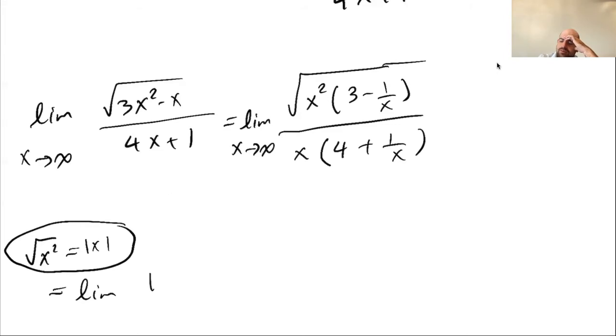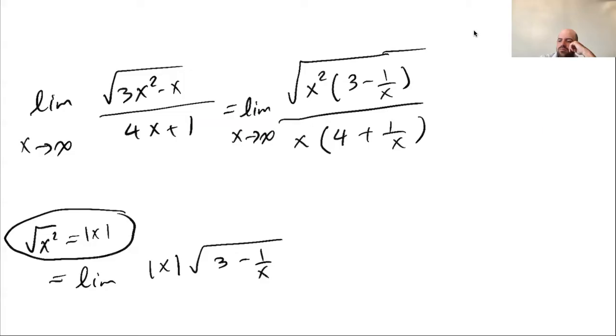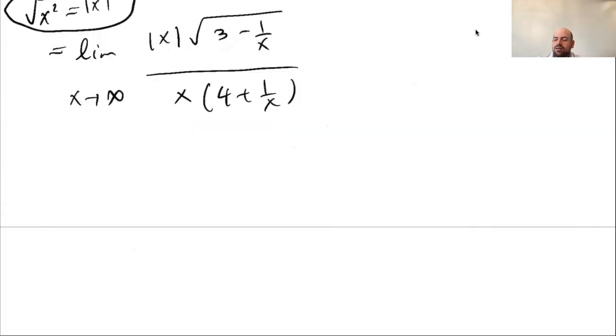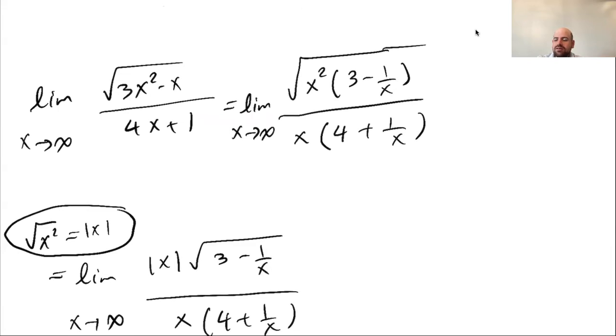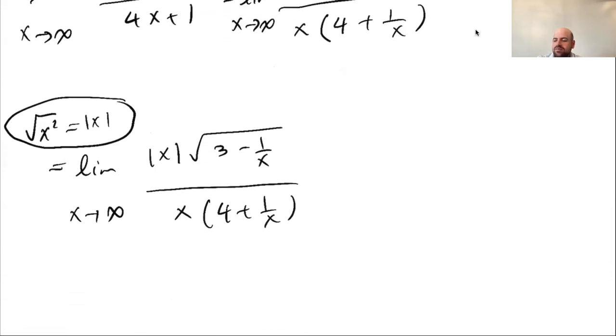So this is the limit of absolute value x times square root of 3 minus 1 over x, divided by x over 4 plus 1 over x, as x goes to infinity. And then we will have, now, x goes to infinity, right? So x goes to infinity means it's positive. Infinity means it will be 10, then 100, 1000, and so on. So it will be positive. So I can say that absolute value x is equal to x because x is positive.